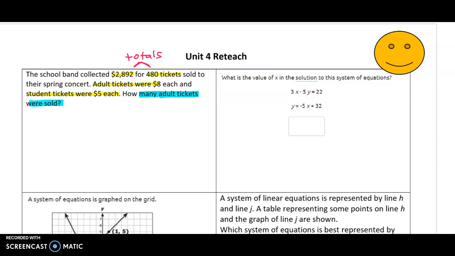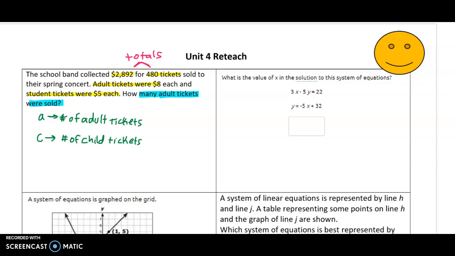So our variables we would use, A is the number of adult tickets, and C would be the number of child tickets. Now, how do I know that? Why isn't it the cost of each? Because we already know the cost of each. Adult tickets are 8 and student tickets are 5. The last question tells you what you're looking for, so that tells you what your variables are.